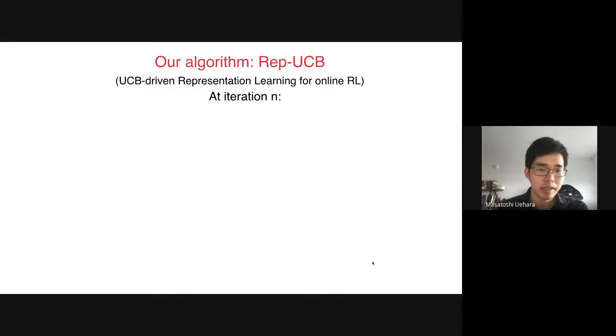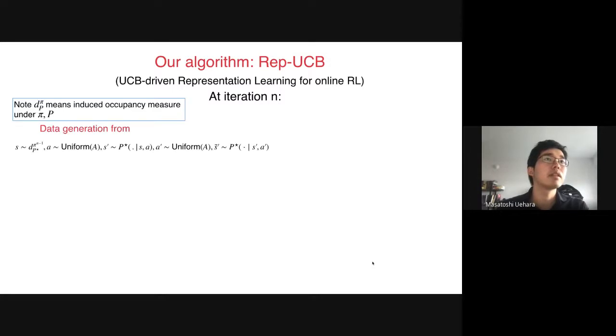So here is our algorithm. It basically iterates the same process from n equal to 1 to large N, where large N is the number of episodes. Let's consider iteration n, small n. At this point, I have a policy pi n minus 1, which is the policy I have at the beginning of iteration n. Here, d^{pi}_{P} means the discounted occupancy measure induced by policy pi and model P. So I roll out pi n minus 1 to get s, then roll out uniform actions twice to get the tuple s, a, s prime, a prime, and s tilde prime.